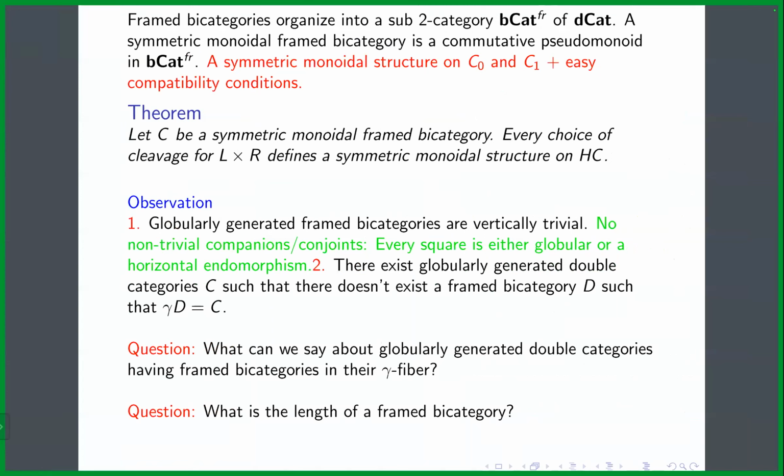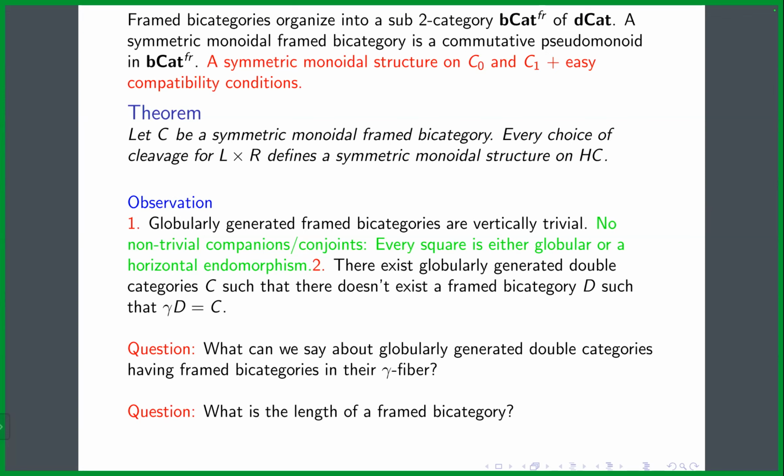Well, so globularly generated double categories are, unless they're trivial, not frame bicategories, but we might have a globularly generated double category, and in its gamma fiber, we might have a frame bicategory. Does that always happen? That was one question. So there exists a globularly generated double category C such that there doesn't exist a frame bicategory D in its gamma fiber. So there exist some globularly generated double categories without frame bicategories in their fiber. Okay, well, that's not good. Or, I mean, it's expected, but I don't know.